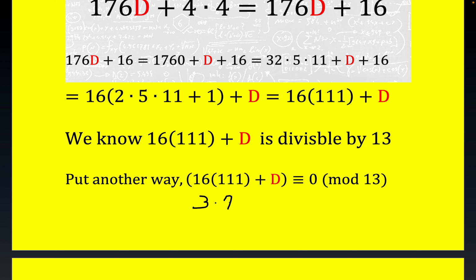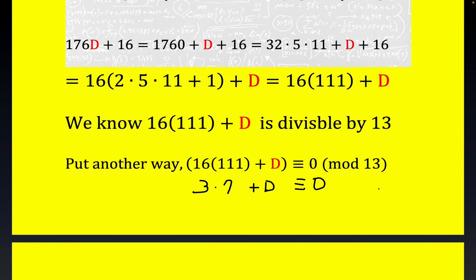If you divide 13 into 111, what did I say a while ago? 8. 8 times 13 is 104, and you have a remainder of 7. So we have this is congruent to 0 mod 13. I won't write that down. So, y'all, what do we get right here? We get 21 plus D, and D needs to be something such that this will be divisible by 13. Is congruent to 0.